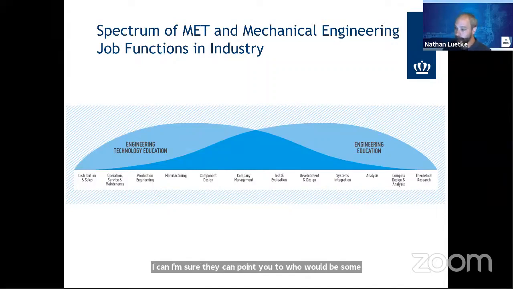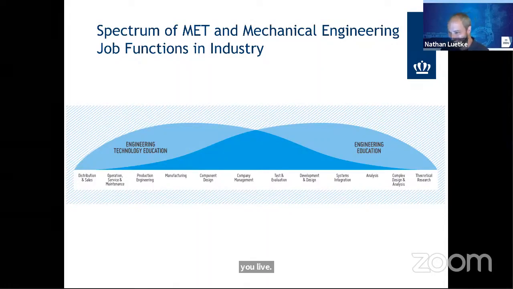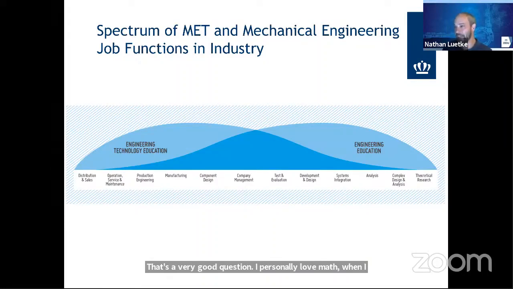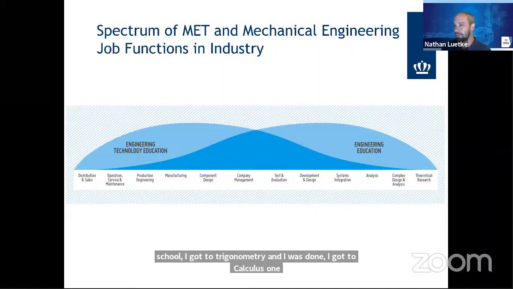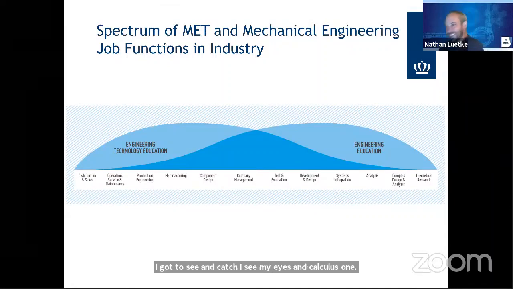How do you not die from all the math involved in engineering? That's a very good question. I personally love math. When I was an undergraduate, I did MET, mechanical engineering technology, because I did not want to do the math out of high school. I got through trigonometry and I was done. I got through calculus 1 barely. I got a C minus in calculus 1, but they let me slide through with it. That was 25 years ago.